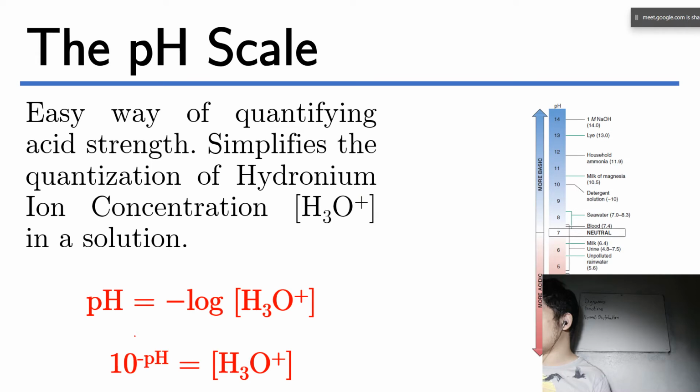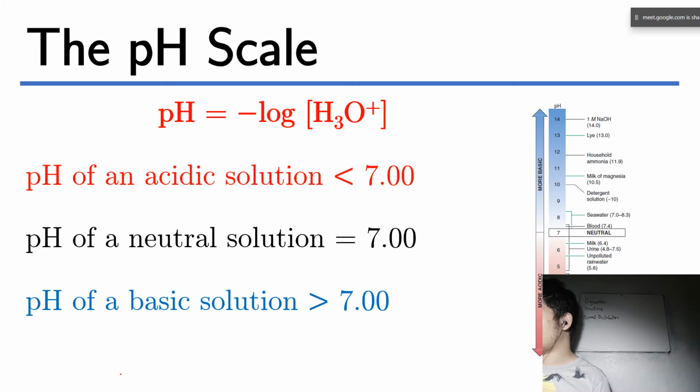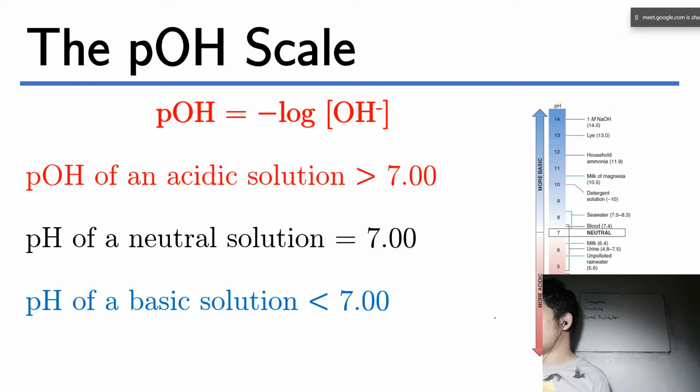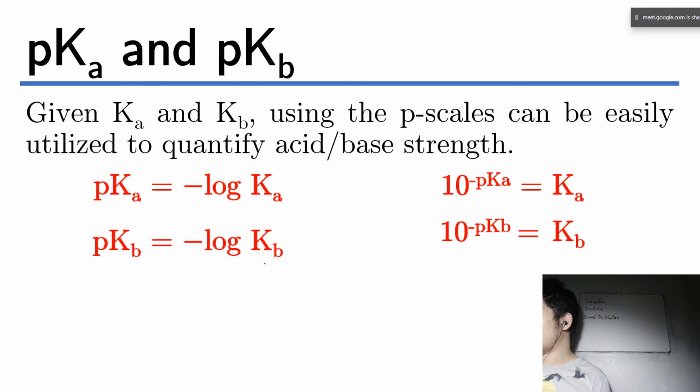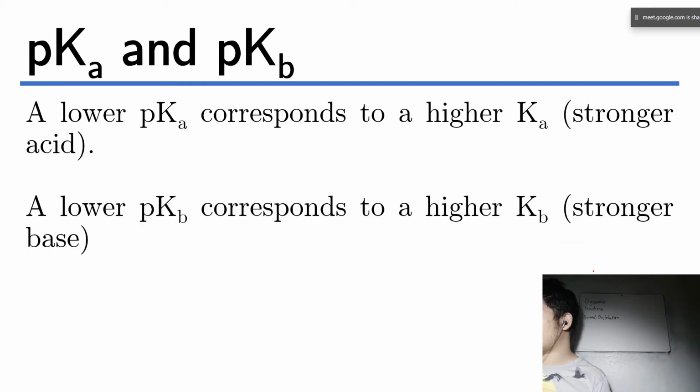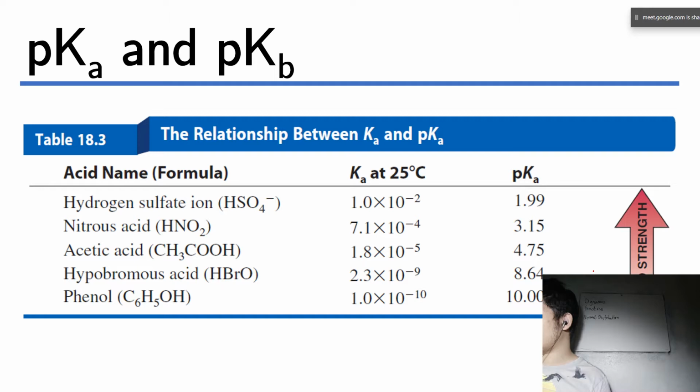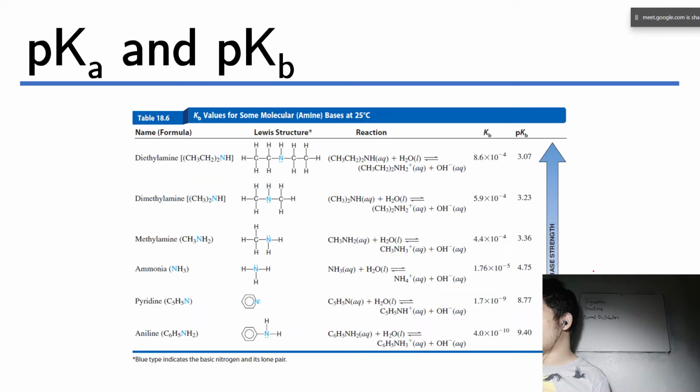For the pH scale, pH equals negative log H3O, and get 10 raised to negative pH if you want the hydronium ion concentration. pH of an acidic solution less than 7, neutral equal to 7, basic greater than 7. pOH naman, ganun din. Greater than 7, basic, neutral 7, acidic solution less than 7. To get pKa and pKb, ganun din. Use the same technique. Lower pKa, higher Ka, lower pKb, higher Kb, and stronger base, no? This shows kung ano yung sabihin nun, no? Yun lang yan. Ito rin.